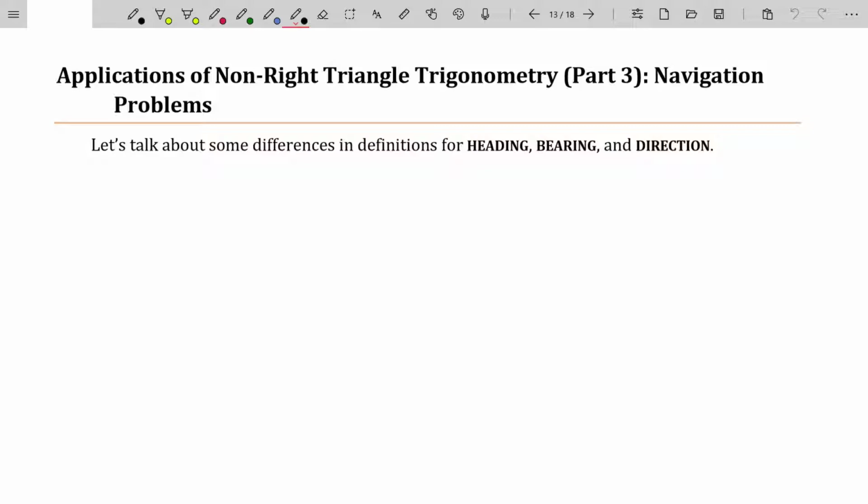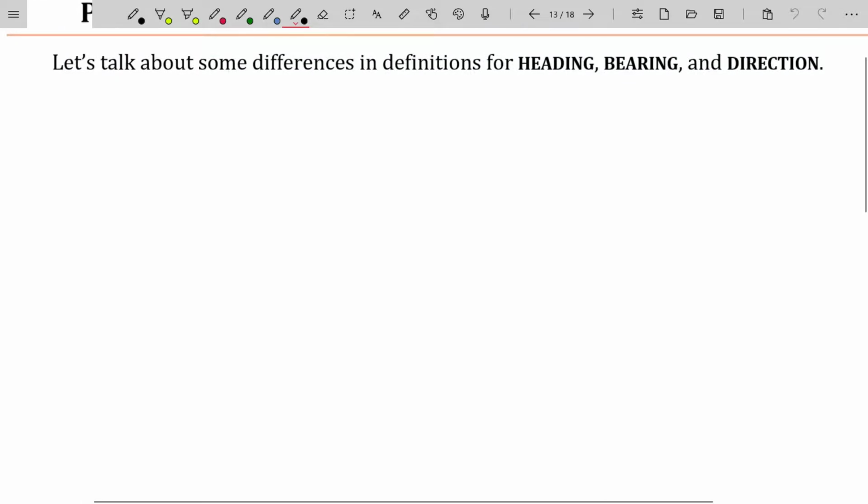it's a little bit confusing because different books and different people use different languages to talk about different things. And so I'd like to pull things together here and make it somewhat concise. So let's talk about some differences in definitions.